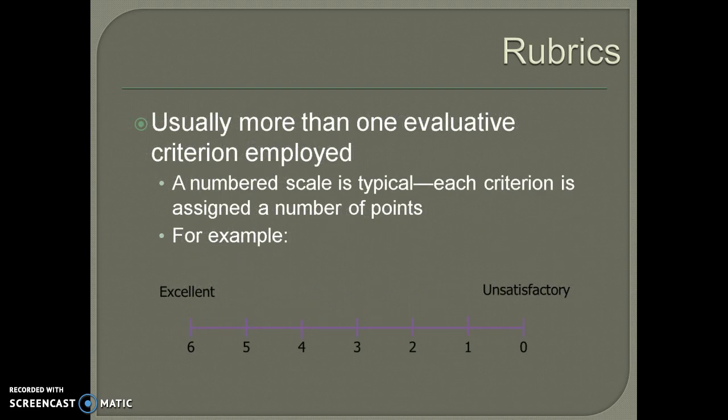So usually there will be more than one criterion employed. You can see this example of a numbered scale where each criterion is assigned a different number of points. And so this looks a little bit different than what you've seen, say, in my class and other classes, but you would assign some type of a score, a number score.